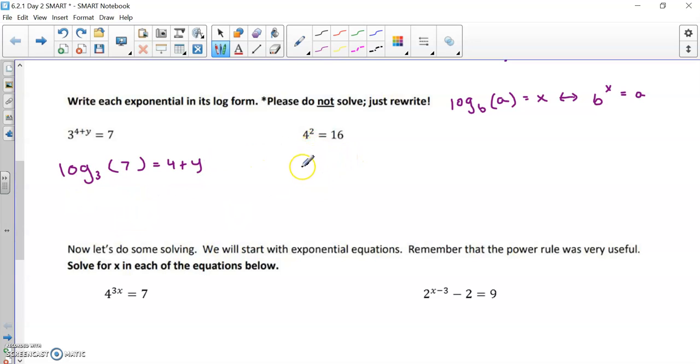For this one, same idea. Base is the base. Exponent is the answer, so my exponent is 2, and that means I'm left with a 16 for my parentheses.